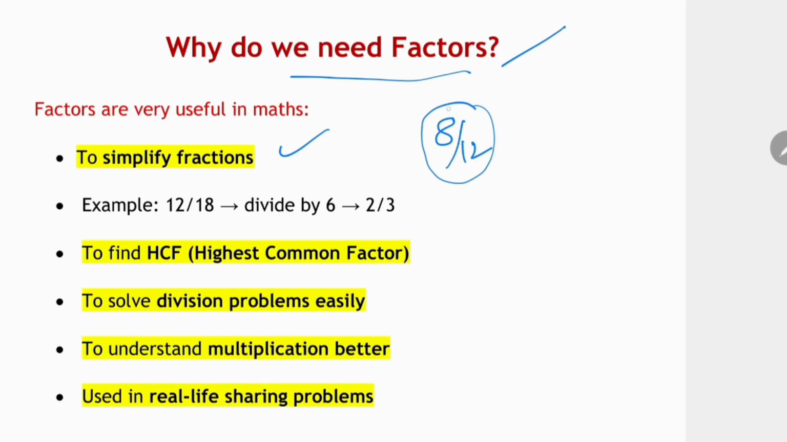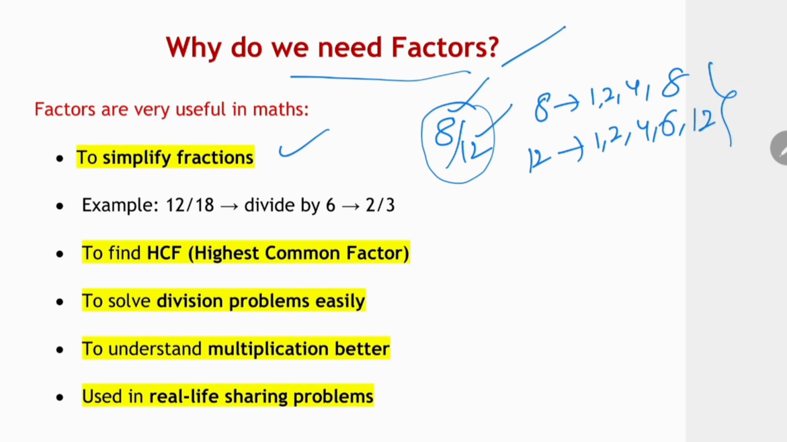First, we think about the common factor of numerator and denominator. First, we write factors of 8: 1, 2, 4, 8. The factors of 12: 1, 2, 4, 6, 12. In both factors, what is the maximum factor? 4 is the highest common factor.